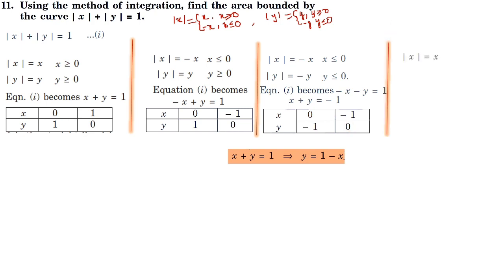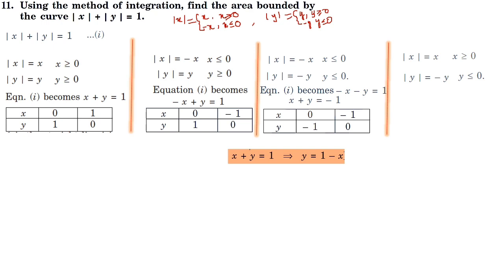Then the last option: mod x is equal to x that I have taken, mod x is equal to x if x is greater than or equal to 0, and mod y is equal to minus y if y is less than or equal to 0. Once again we will think of that.